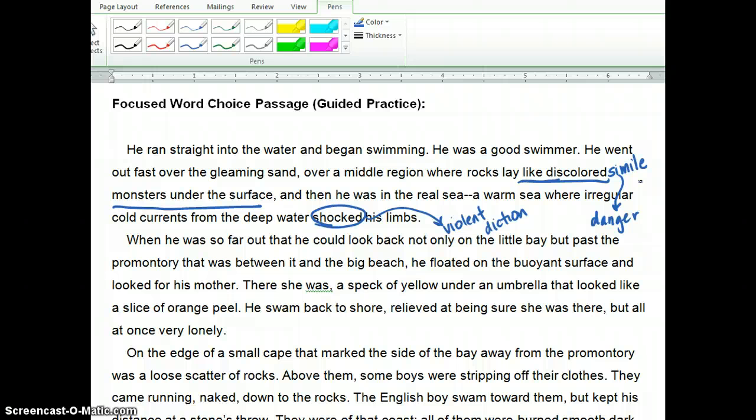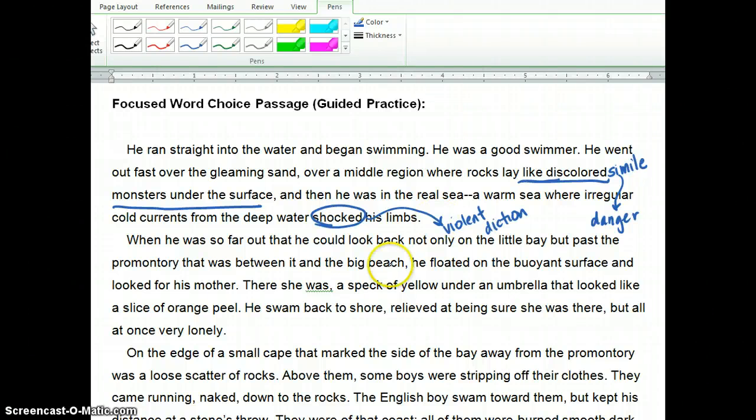When he was so far out that he could look back not only on the little bay, but past the promontory that was between it and the big beach, he floated on the buoyant surface and looked for his mother. There she was, a speck of yellow under an umbrella that looked like a slice of orange peel. He swam back to shore, relieved at being sure she was there, but all at once, very lonely.